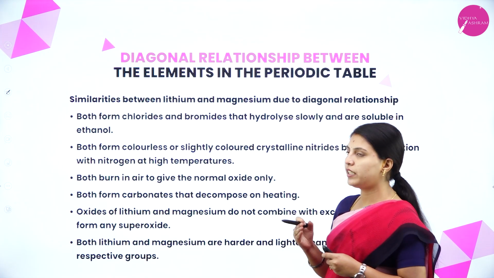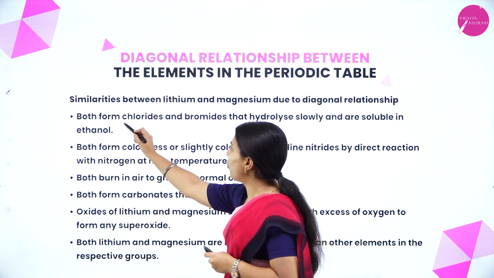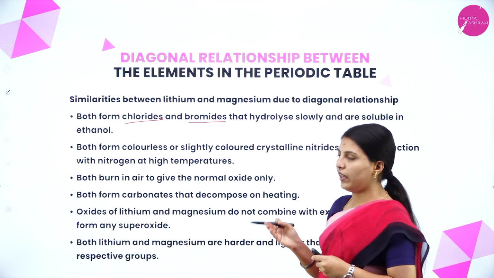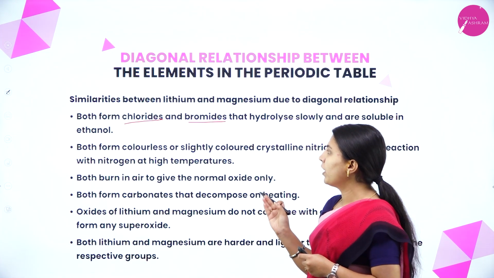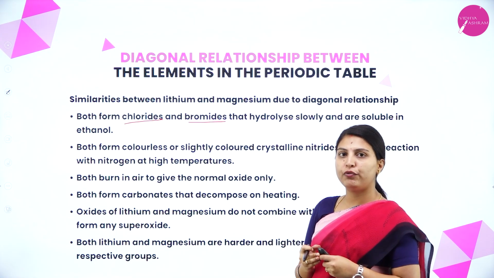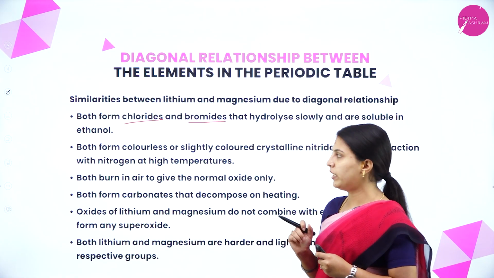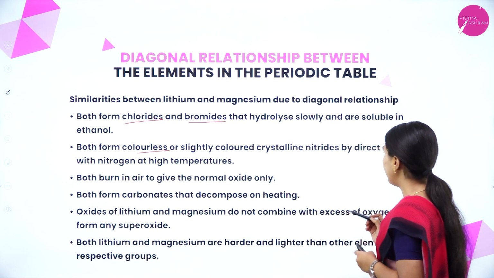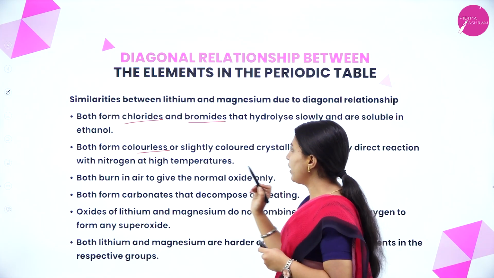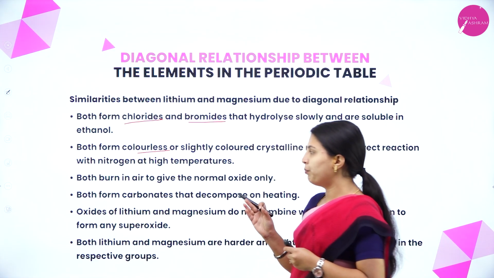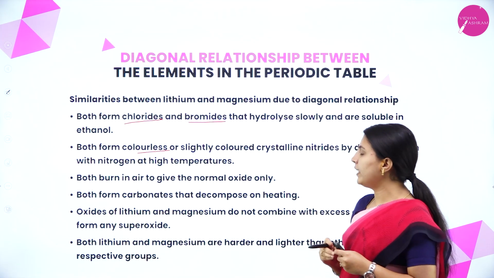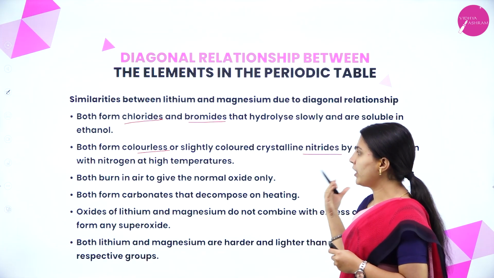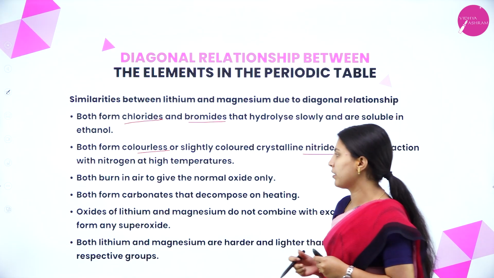So, what are the similarities between those elements? Both form chlorides and bromides that hydrolyze slowly and are soluble in ethanol or alcohol. Both lithium and magnesium will form chlorides and bromides and will be soluble in ethanol. Both form colorless or slightly colored crystalline nitrides by direct reaction with nitrogen at very high temperature.